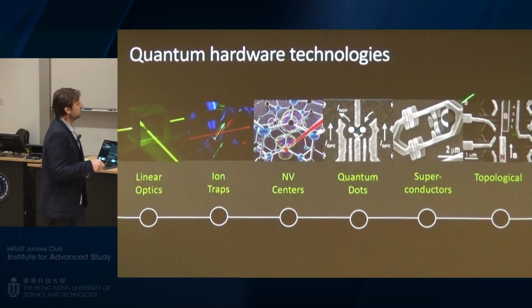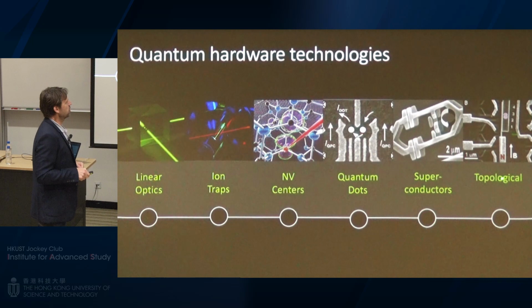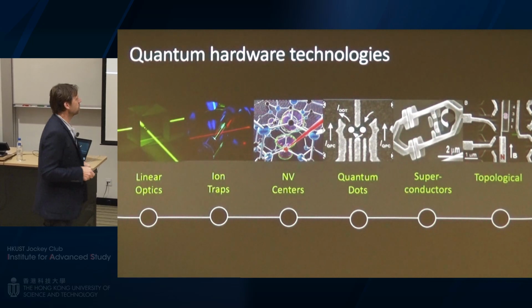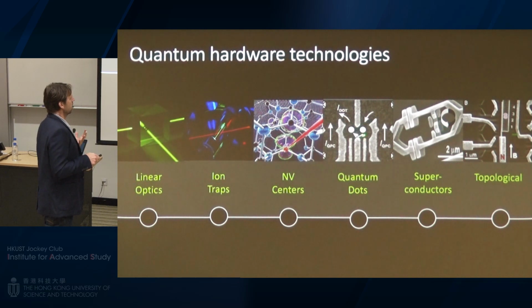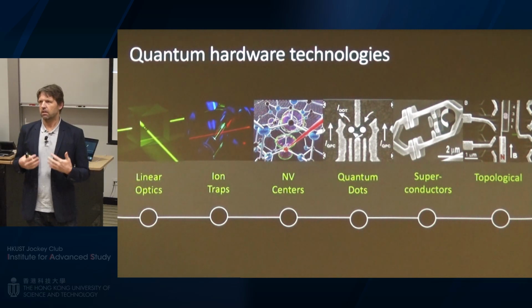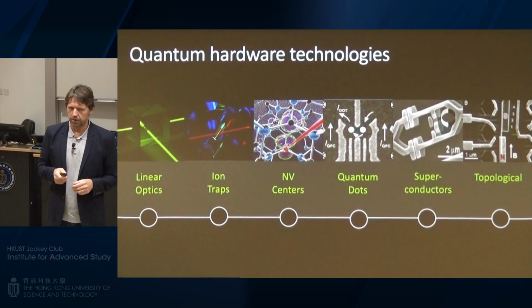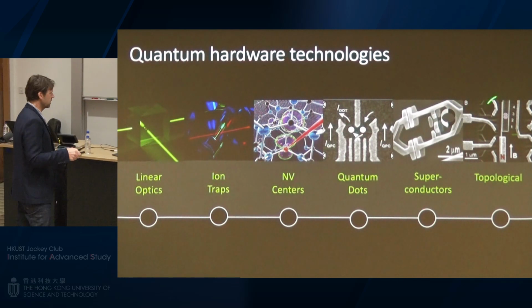Last but not least is the topological approach that we are pursuing at Microsoft, which actually has a combination of superconductivity as well as electrons and quantum states that are confined somewhere. That's the combination of it. And I will say more about this later.